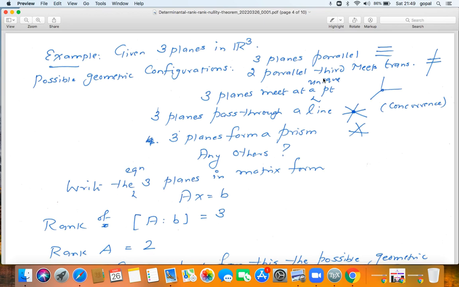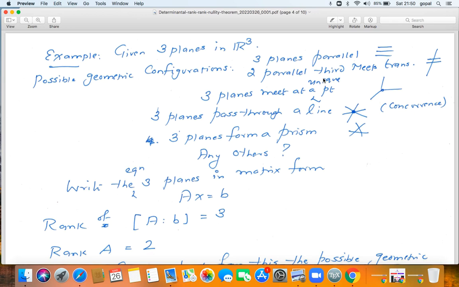So now I'm going to tell you, I find that the rank of A is 2, and the rank of A augmented with B happens to be 3. What's the first conclusion you're going to draw from this? The Kronecker-Capelli theorem says that the system of equations does not have a solution, because the rank of the associated matrix is 2 and the rank of the augmented matrix is 3. The system does not have a solution. So definitely the three planes cannot have a common point. So some of these configurations are out.